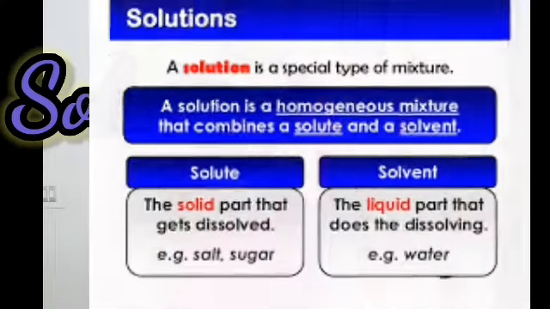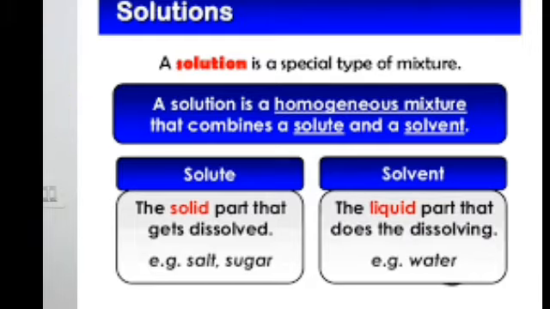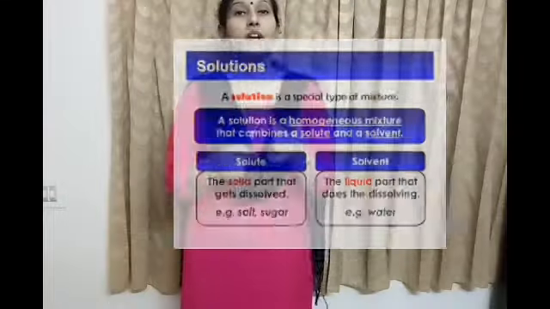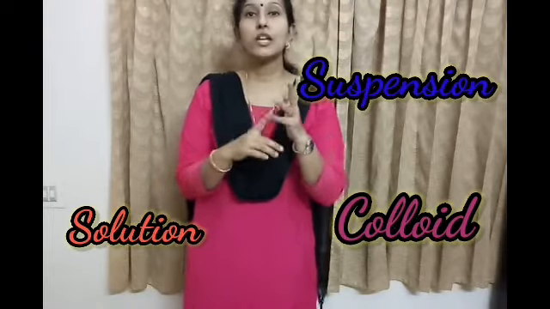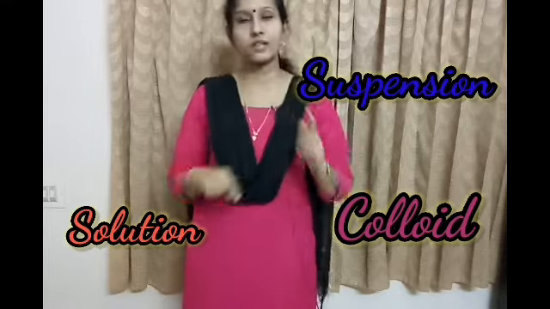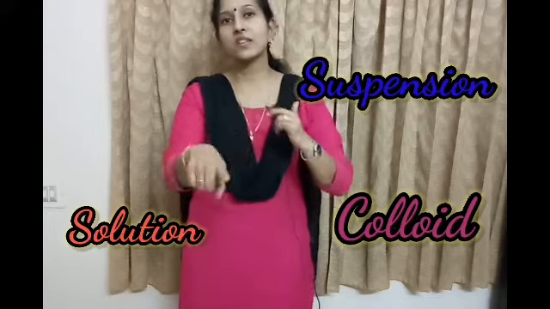So, a solution is a homogeneous mixture of two or more components and the components are solute and solvent. Solute is the component present in lesser amount and solvent is the component present in higher amount. And we discussed the examples also. Okay, now we are going to discuss the properties of solution, suspension and colloid.